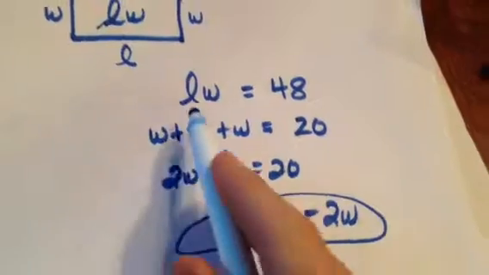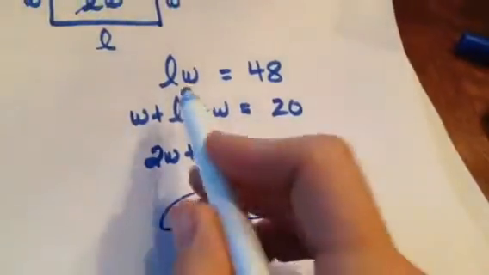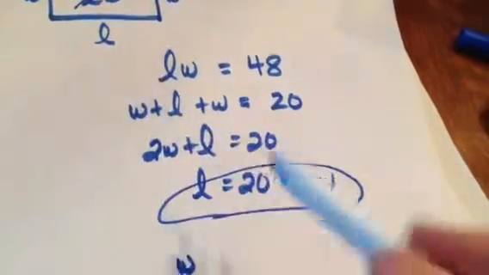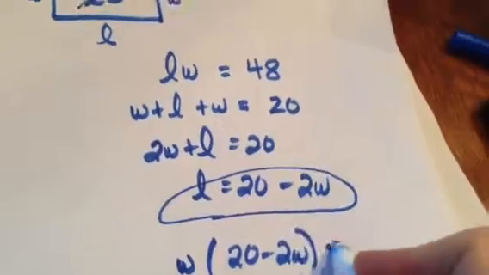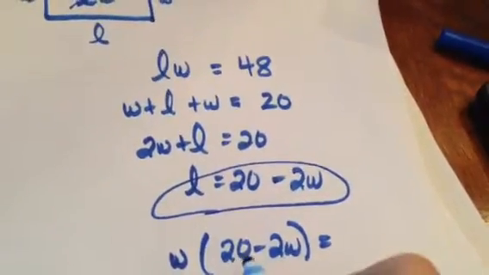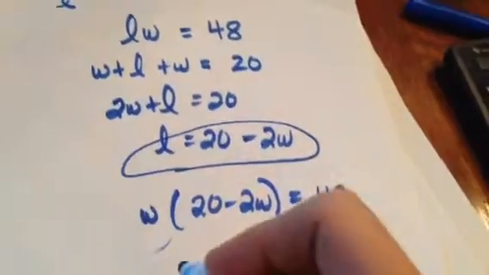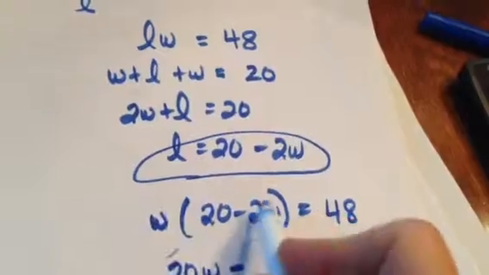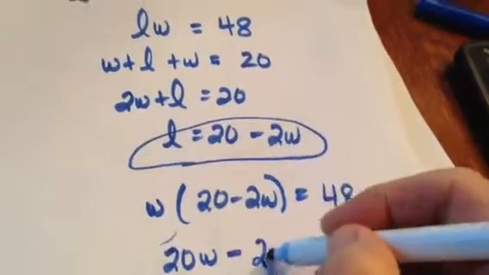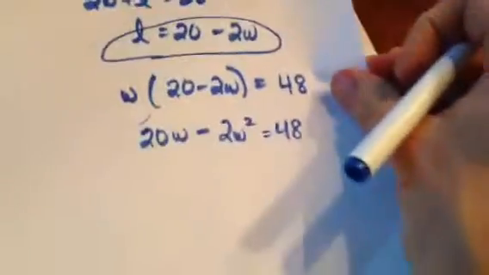Okay, this says L times W. So who cares what order you do it in? So I'm going to do W times L, and my L is 20 minus 2W. My length times my width is 48. So let's get rid of my parentheses here. 20W minus, see, W times a negative 2W is 48. Now, you guys should be good at solving, okay?